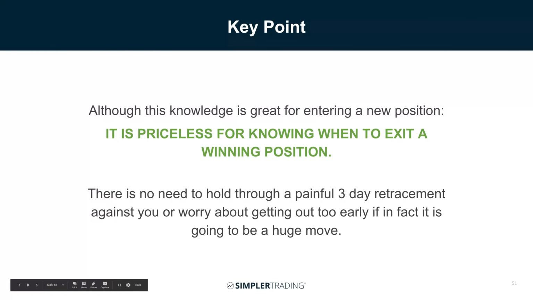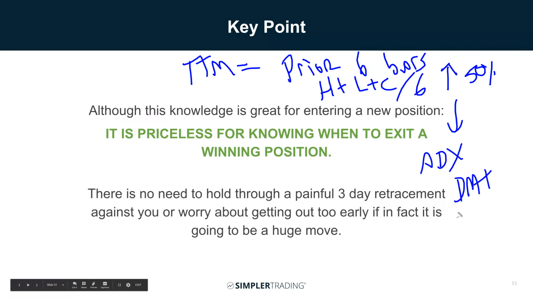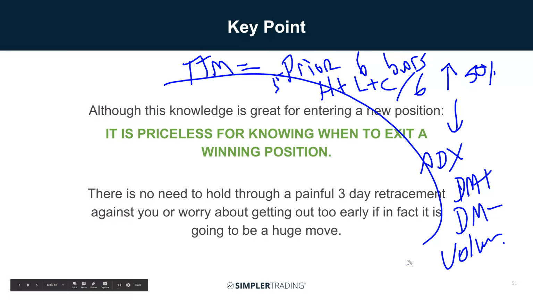Oh, the difference between the TTM squeeze bars and the TTM trend. So it's different math. Okay, so TTM trend basically takes a look back to the prior 6 bars, okay, and then you just take like the high plus low plus close and divide by 6, and if the average price is above 50% of the prior 6 bars range, it'll stay green. If it's below 50%, it'll be red. Okay, so it does not take into account ADX, it does not take into account DMI plus, it does not take into account DMI minus, and it doesn't take into account volume. So the TTM trend is great. I like it. It's just totally different math.